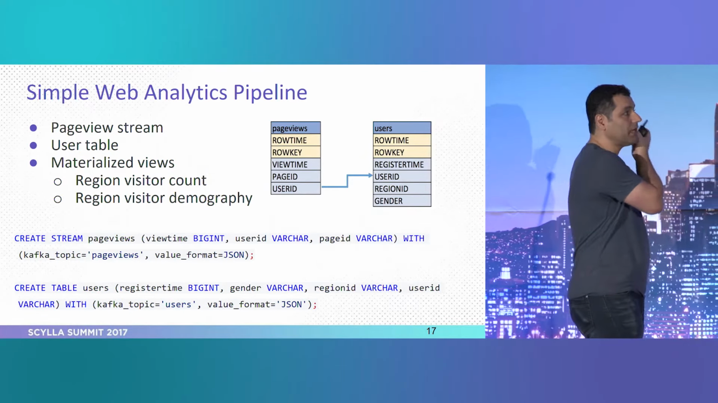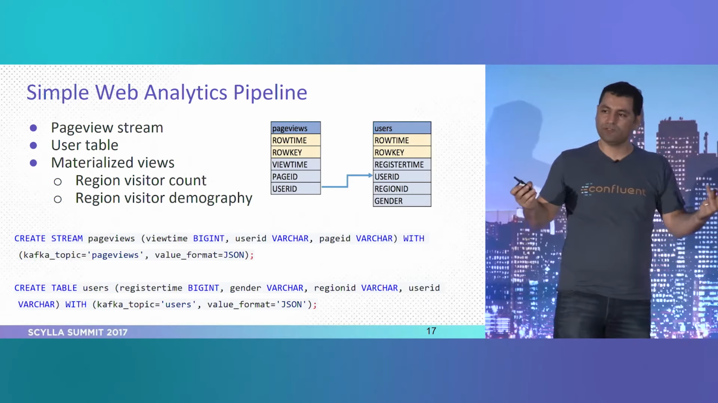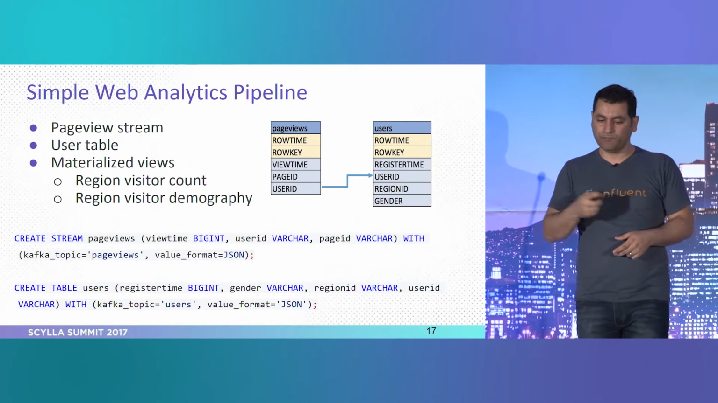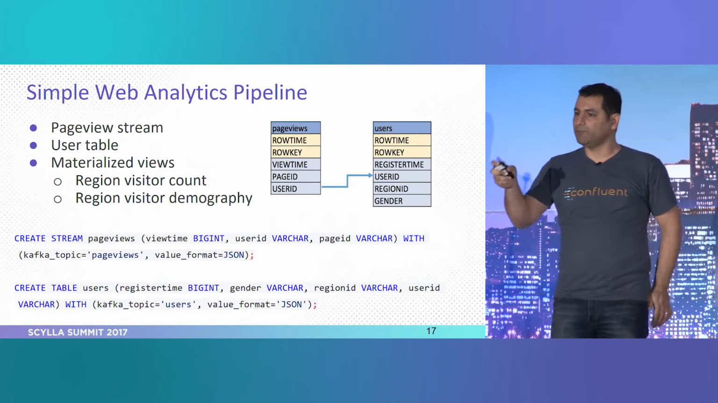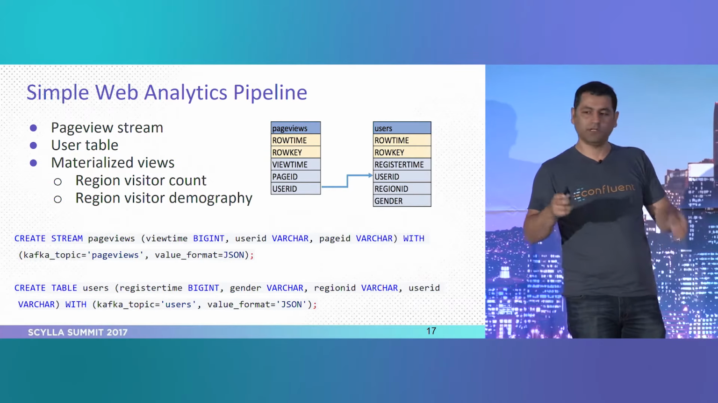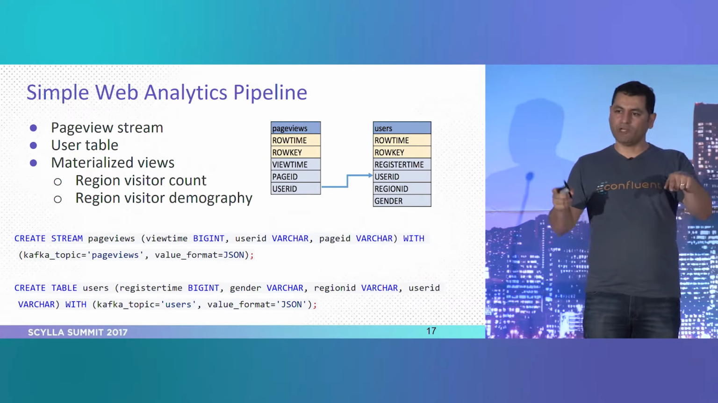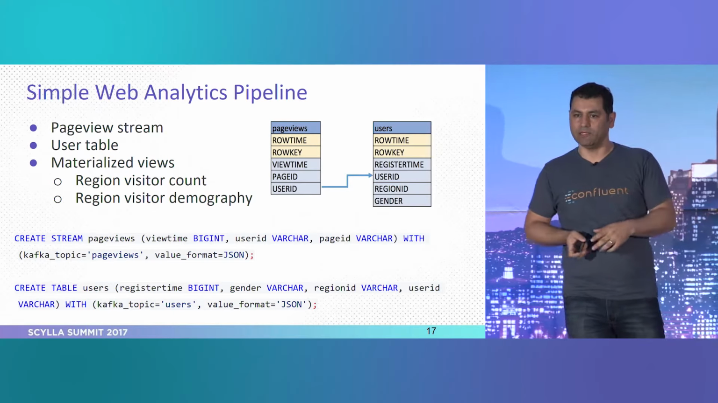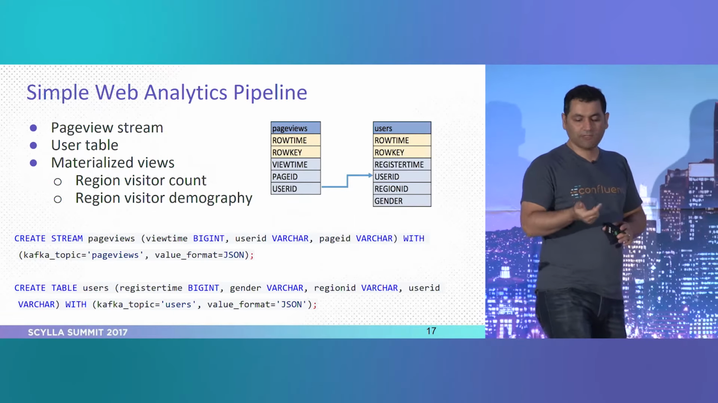Simple web analytics pipeline. So here we have two streams. One stream is the page view. And every time your user clicks on a page, you're going to have a page ID, user ID, and the time that the user clicks on that page. And we have a user table.